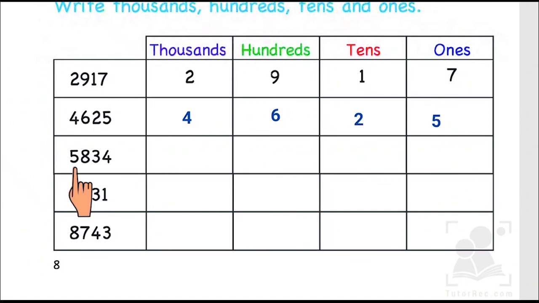Next we have 5, 8, 3, 4. It means 5 thousands, 8 hundreds, 3 tens and 4 ones. So kids, the last two you will be solving on your own so that you can check whether you have understood it properly or not.